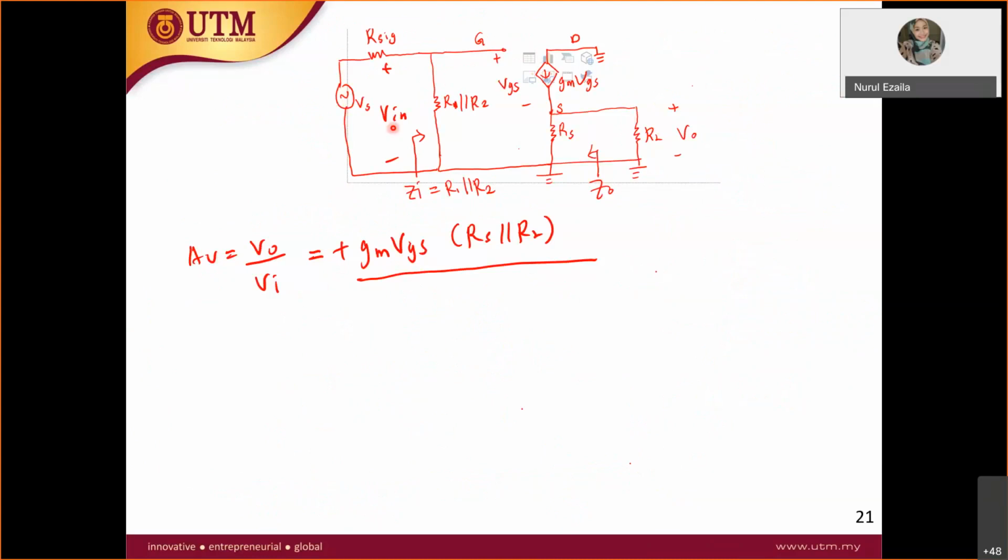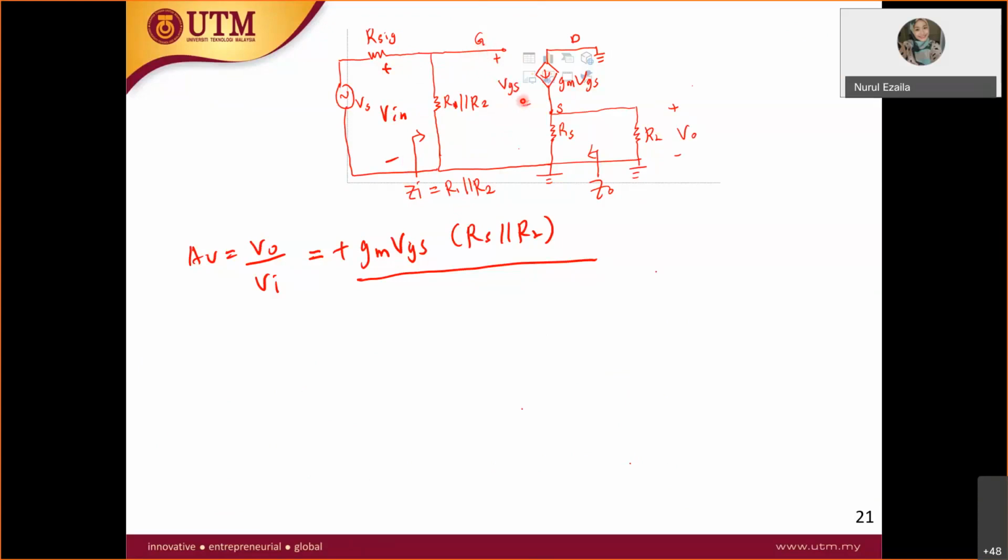So V in is the voltage across R1 and R2, right? But then you want to simplify it. All these are in parallel. Therefore, V in is the total voltage from the gate, to the source, to the ground. Okay, V in from the gate to the ground.